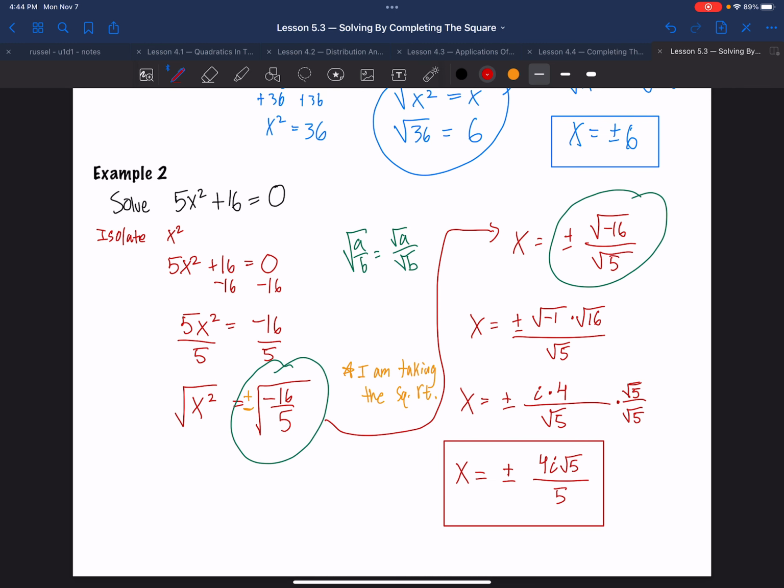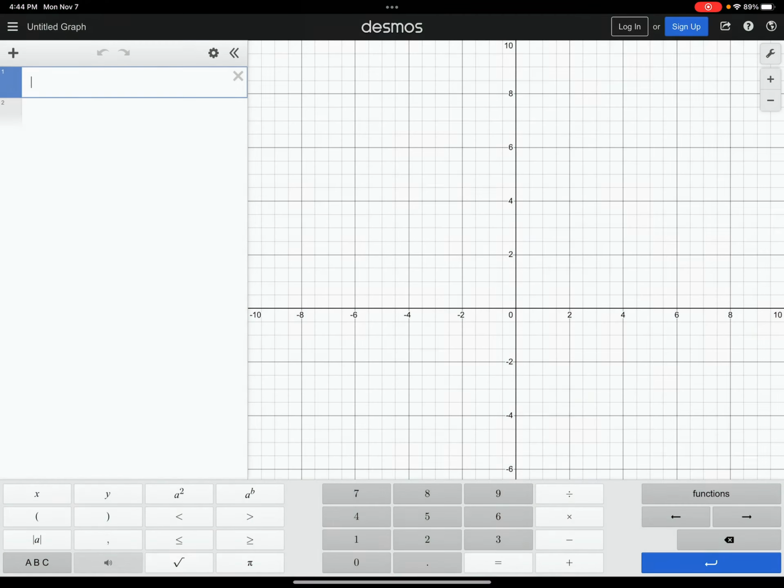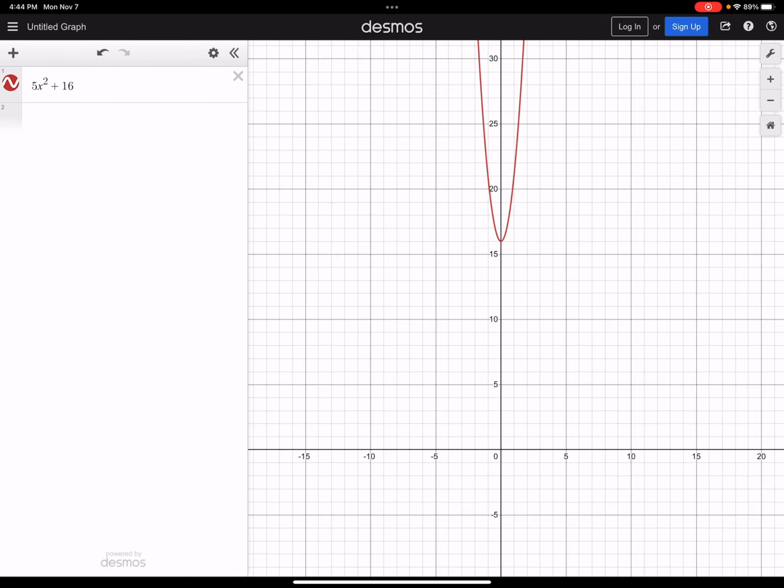Now, you can plug this back in. Trust me. You can plug this back in, and it will solve the problem. And notice, the root of this quadratic was non-real. It was imaginary. I actually would like to show you this. So it's 5x squared plus 16. Let's go to Desmos. 5x squared plus 16. Take a look at my parabola here.